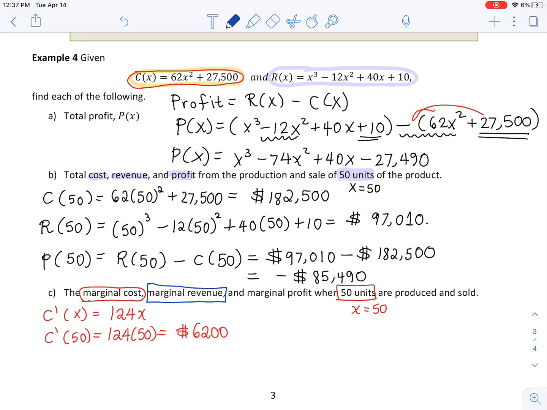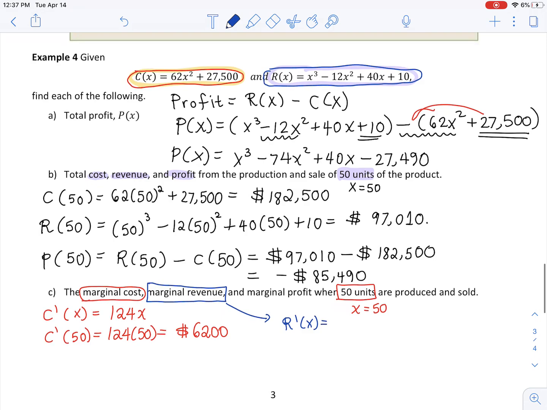$6,200. Now let's do the marginal revenue. Marginal revenue is just R prime of x, and we're going to plug in 50 there. Where is my revenue function? Here it is. Take the derivative of that. That will give us 3x squared minus 24x plus 40. Then if you plug in 50, you get 3 times 50 squared minus 24 times 50 plus 40. If you evaluate that, you will get $63,340.